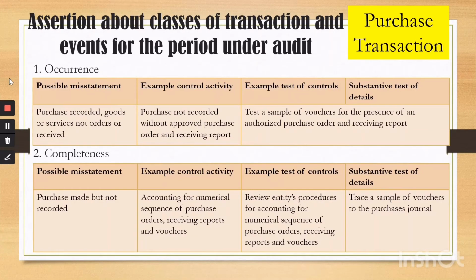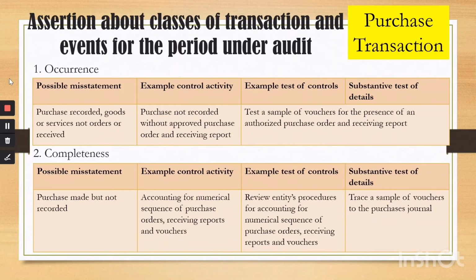The second assertion is completeness, which means that all purchases that should have been recorded have been recorded. If not, the asset or expense will be understated. The control to ensure the completeness assertion is accounting for the numerical sequence of purchase orders, receiving reports, and vouchers. So what should the auditor do? The auditor can trace a sample of receiving reports to their corresponding vendor invoices and vouchers. If the receiving report is matched to a vendor invoice and voucher, the auditor has a high level of assurance of the completeness assertion.